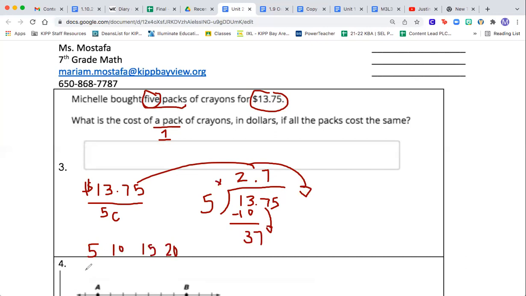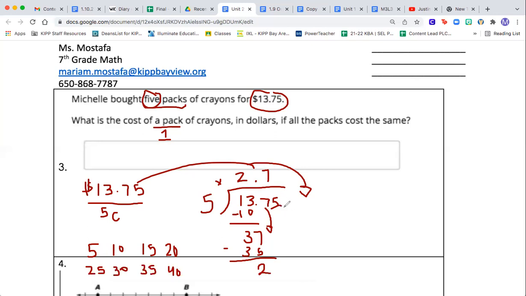I can make at least 7 groups of 5 to be as close as possible to 37. If we look at multiples of 5, you have 20, 25, 30, and 35. So here, 1, 2, 3, 4, 5, 6, 7 groups, because the next one is 40. So I subtract 35 from 37, and we get 2.